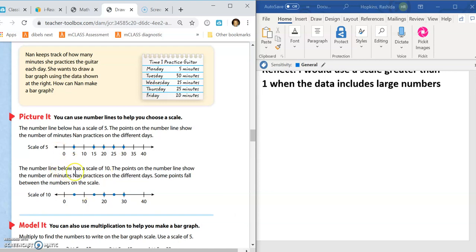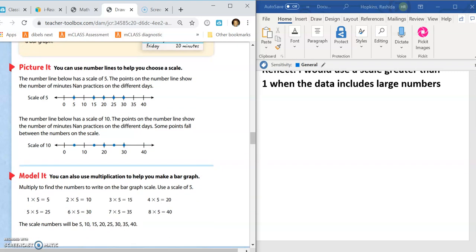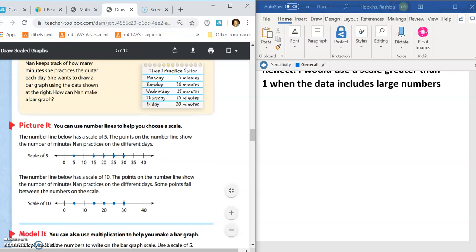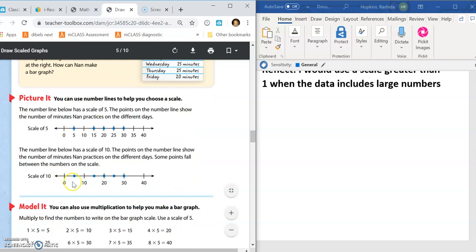The number line below has a scale of 10. The points on the number line show the number of minutes Nan practiced on different days. Some points fall between the numbers on the scale. So they did increments of 10, 20, 30, and 40. Using the information up top here, they're not all increments of 10. Some of them are increments of 5, so they fall in between.